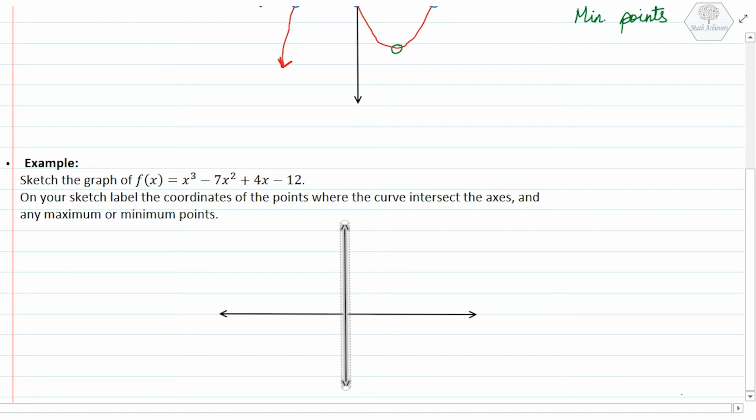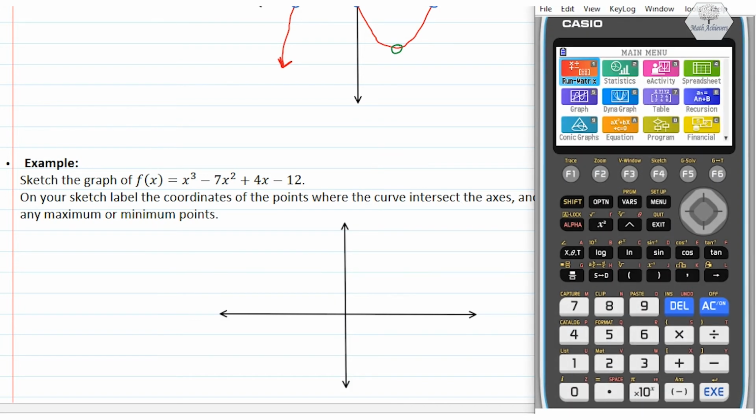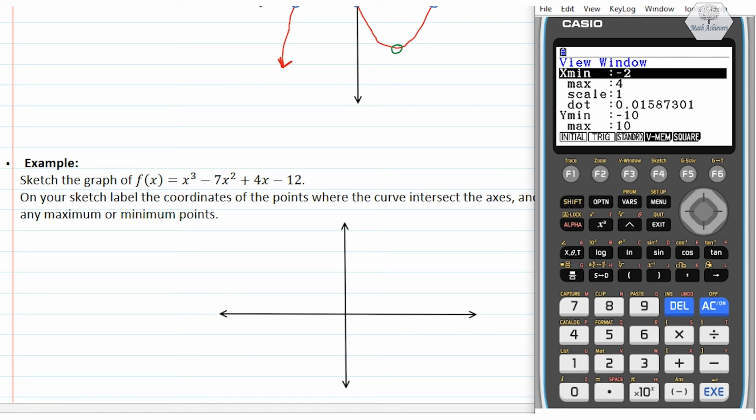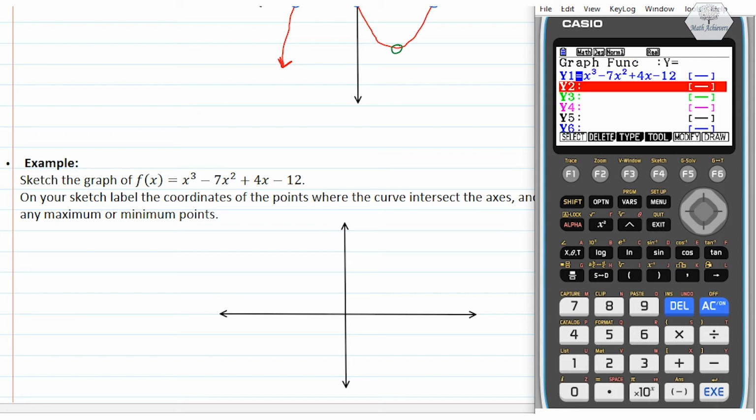Then we will use the graphical display calculator to see the shape of this function. So we go to graph and let's delete this function first. I have y equals x cubed minus 7x squared plus 4x minus 12. Let's check the V window. Let's make it standard. Exit and let's draw the function.